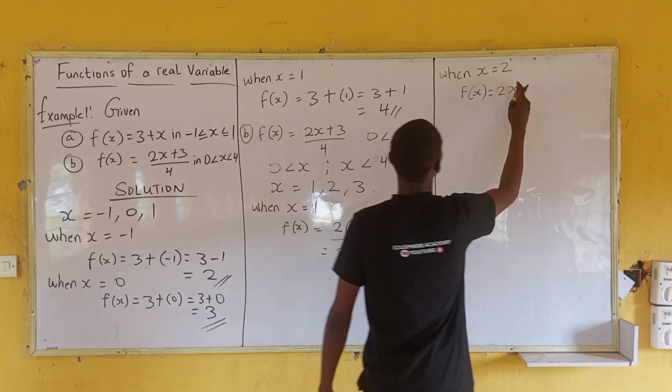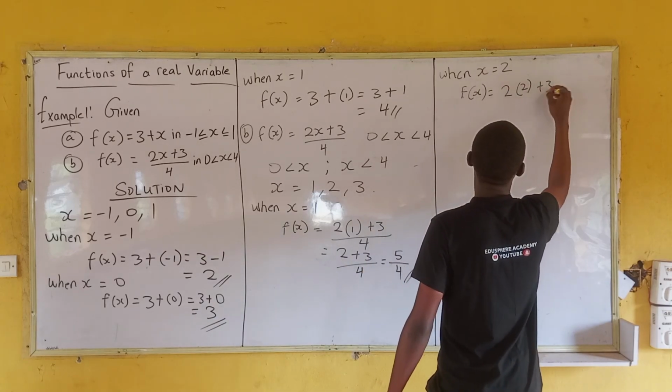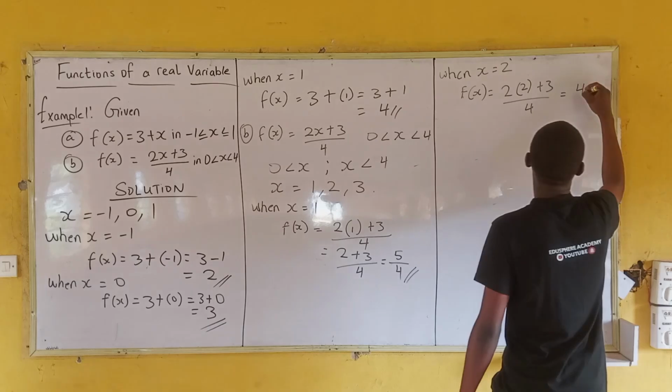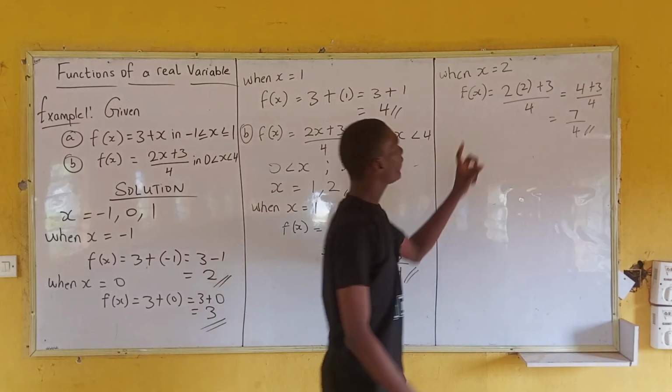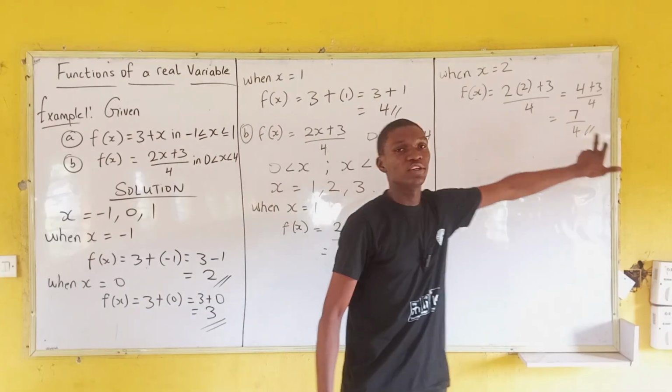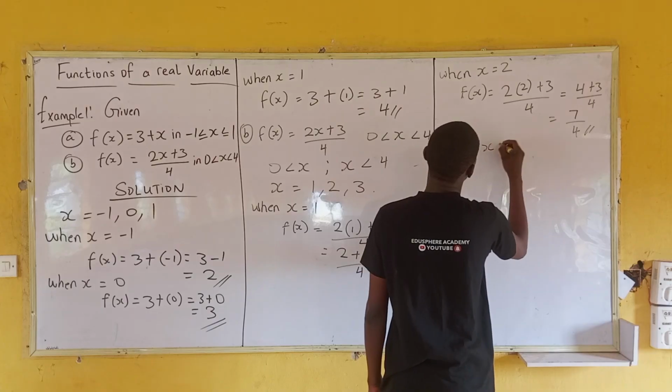2 open bracket 2 plus 3 over 4, which is 4 plus 3 over 4, which is 7 over 4. So therefore, when x is equal to 2, f of x is 7 over 4. Now let's look at when x is equal to 3.